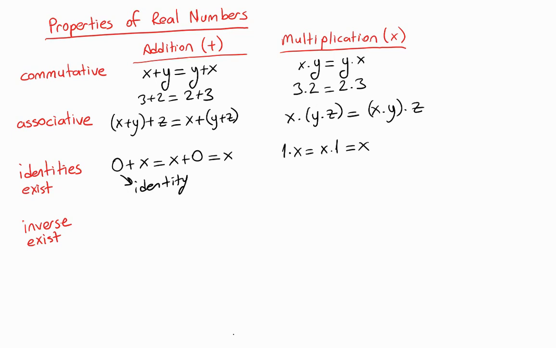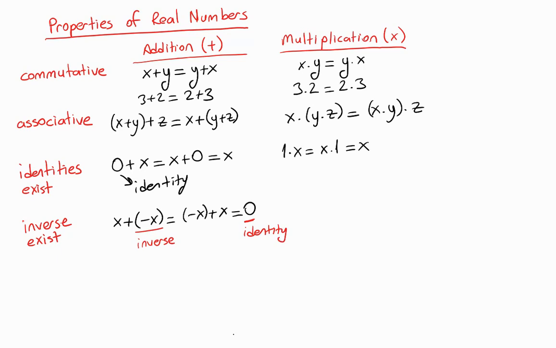So inverse. In addition, x's inverse is negative x. So we can write it negative x plus x, and all of them equal 0. So when you add one number with its inverse, you will get identity. Like this is inverse. So you will get identity.